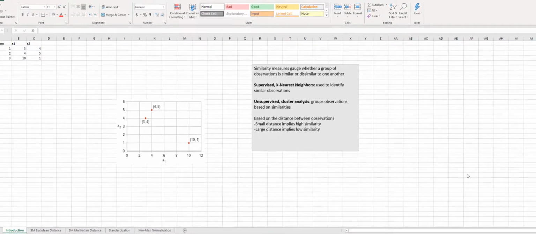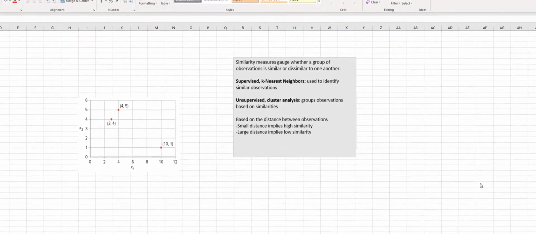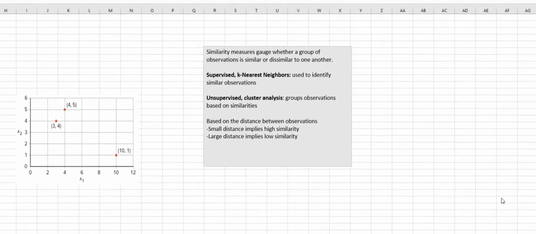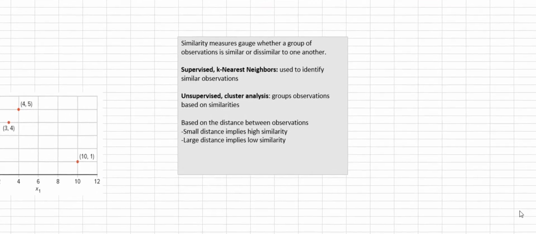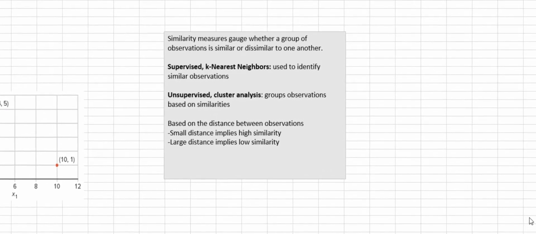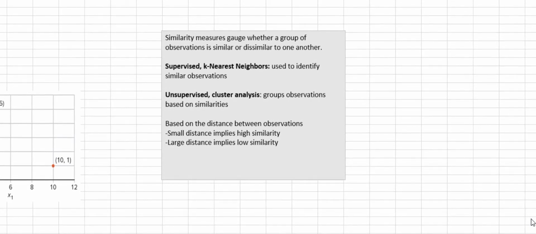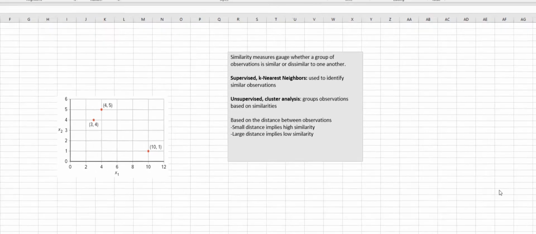In this video, I'm going to explain similarity measures. Similarity measures we use to gauge whether a group of observations are similar or dissimilar to one another. These measures are important for understanding both supervised and unsupervised techniques. For instance, K-nearest neighbors, a supervised technique, uses similarity measures to identify similar observations. In cluster analysis, an unsupervised technique, similarity measures group observations based on similarities.